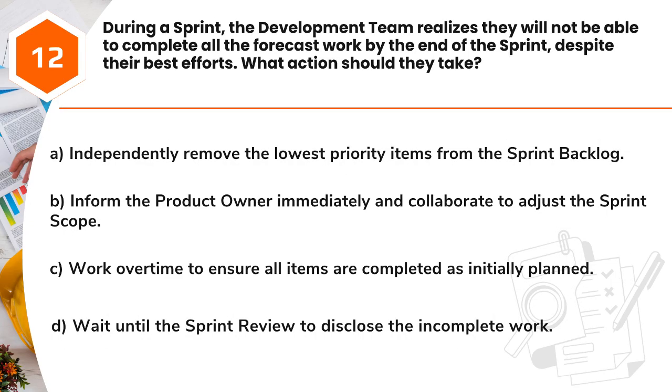Question 12. During a sprint, the development team realizes they will not be able to complete all the forecast work by the end of the sprint, despite their best efforts. What action should they take? A. Independently remove the lowest priority items from the sprint backlog. B. Inform the product owner immediately and collaborate to adjust the sprint scope. C. Work overtime to ensure all items are completed as initially planned. D. Wait until the sprint review to disclose the incomplete work.